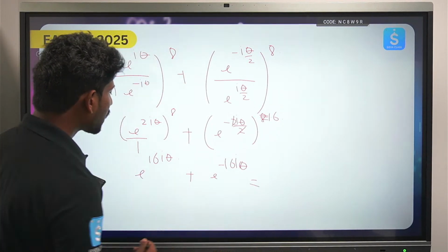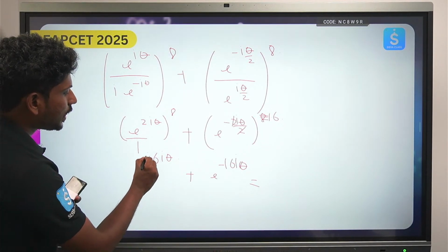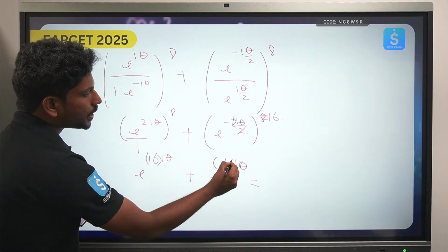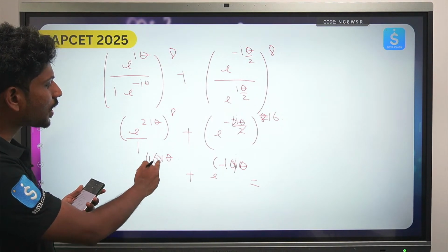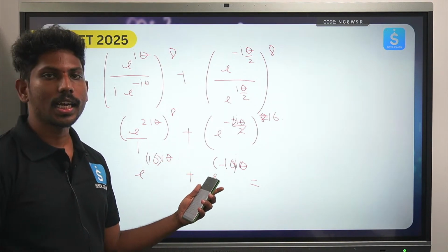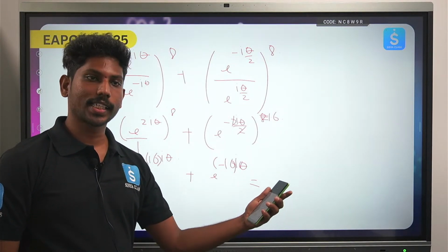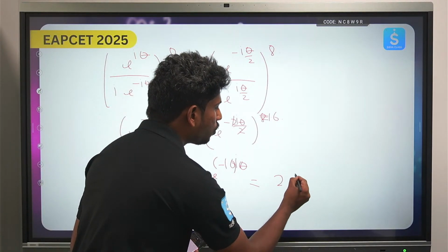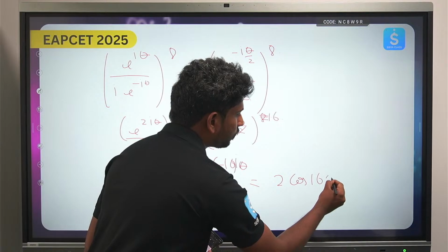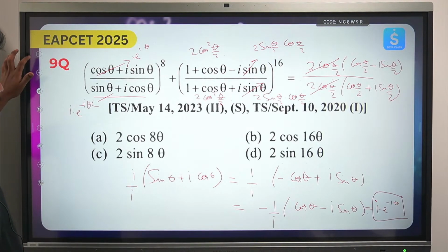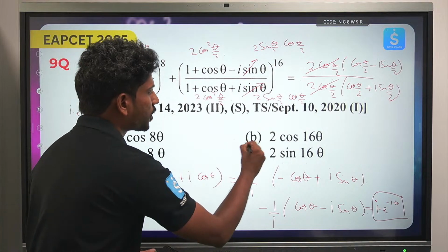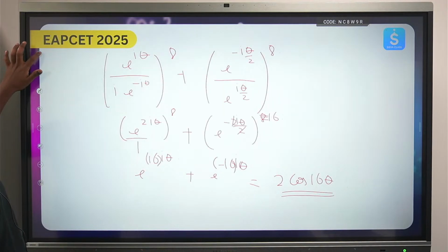Now you can say e power i16θ into e power minus 16iθ. So what will be this answer? This is nothing but cos 16θ plus i sin 16θ, plus cos 16θ minus i sin 16θ. So I have 2 cos 16θ. That is the answer, 2 cos 16θ. I hope you are getting it. So the answer is option B. Okay, so see the next question quickly.